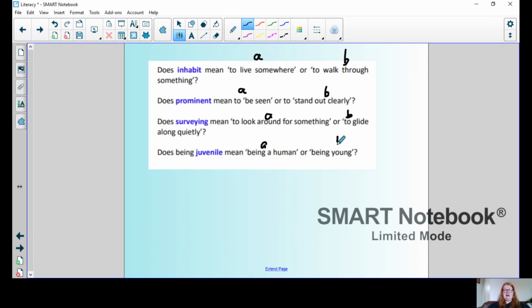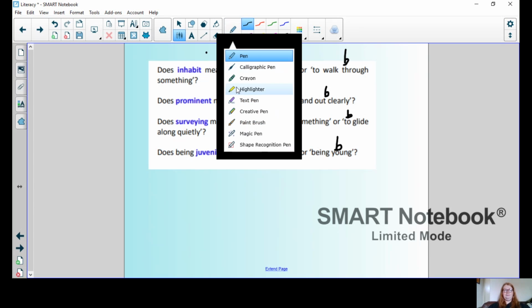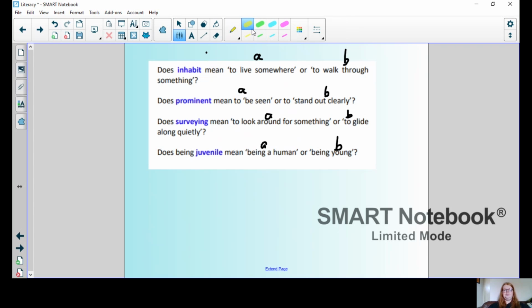Does prominent mean A, to be seen, or B, to stand out clearly? So write prominent and A or B. Does surveying mean A, to look around for something, or B, to glide along quietly? So put surveying, A or B. Does being juvenile mean A, being a human, or B, being young? Put A or B. Remember, pause me if you need to, because we're going to go through the answers.